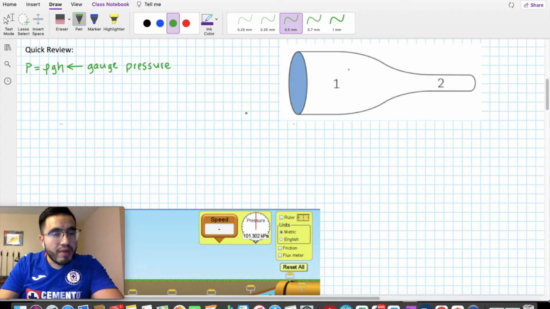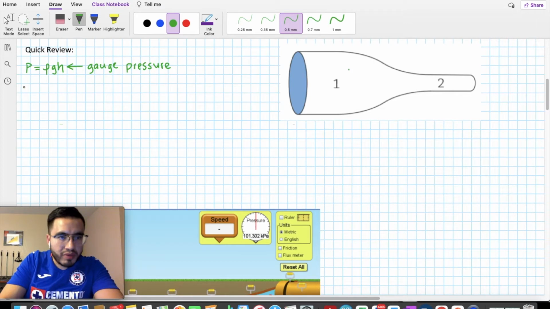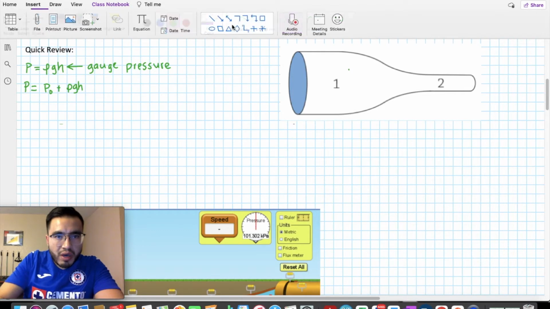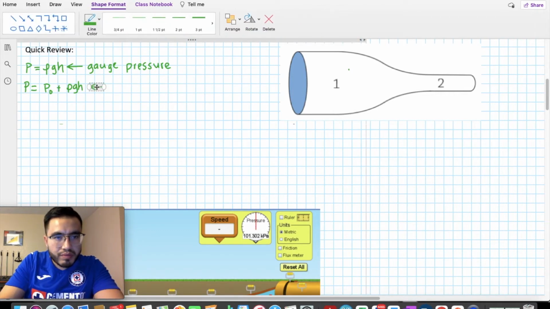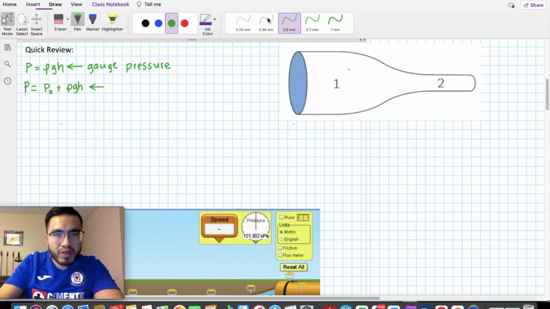This works when you have a sealed container, closed container, no pressure from the atmosphere, okay? Now, what if we had an open container, or we are considering the pressure from the atmosphere? Then we have to add P0, which is the pressure from the atmosphere, atmospheric pressure, plus rho g h. This is a better rho than this one. And this we call the absolute pressure.